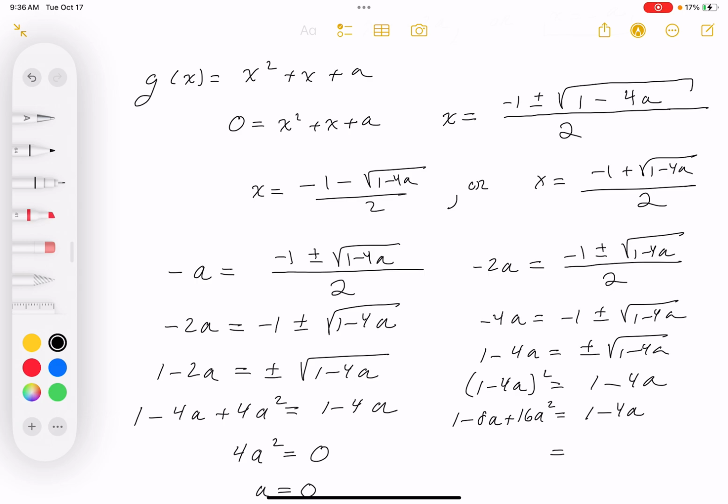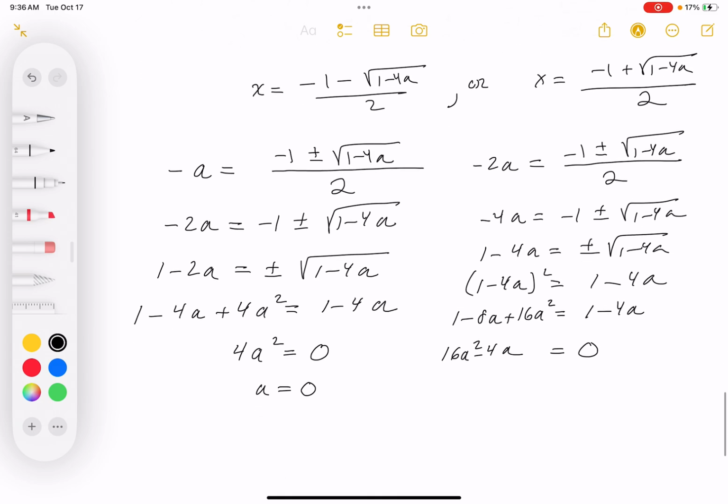Let me keep moving along. This is 16a squared. I'm going to add 4a to both sides. That's minus 4a. And subtract 1 from both sides to get 0. Well, let's factor out the 4a. So you get 4a times what? 4a minus 1 equals 0. So we have another solution, and it's just going to be a equals 1/4, right?